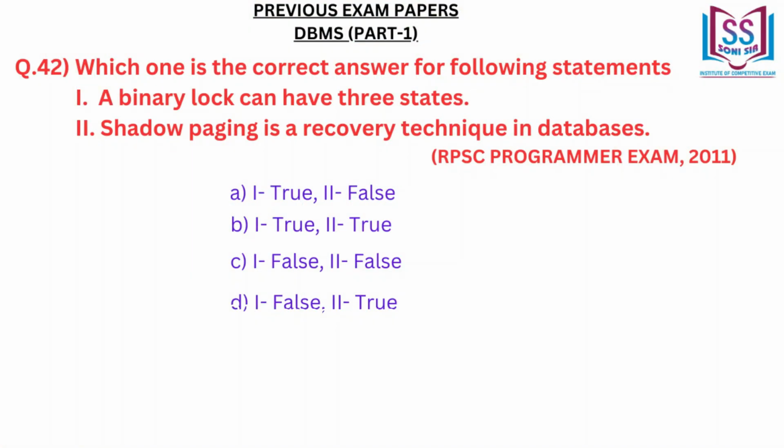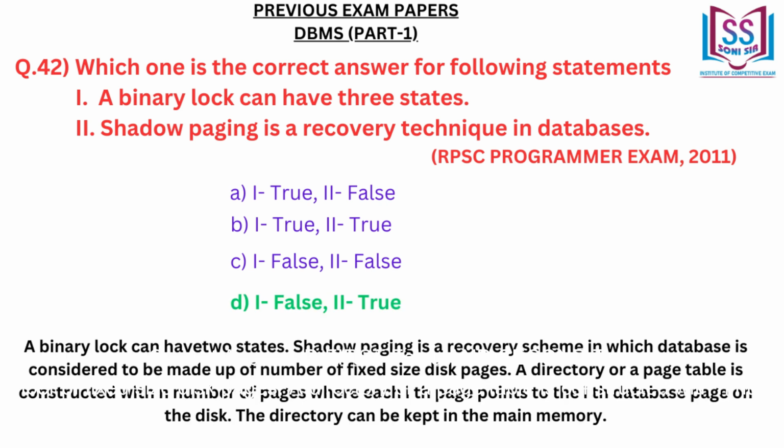Which one is the correct answer for the following statements? First, a binary lock can have 3 states. Second, shadow paging is a recovery technique in databases. A. First true and second false. B. First true and second true. C. First false and second false. D. First false and second true. Correct answer D. First false and second true.